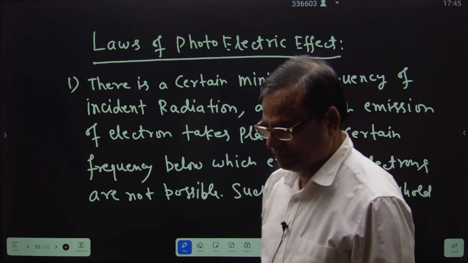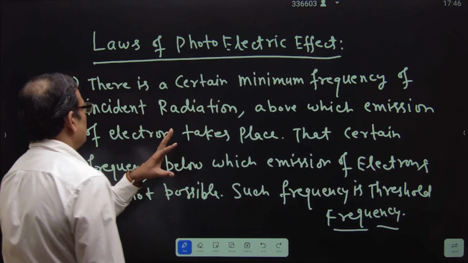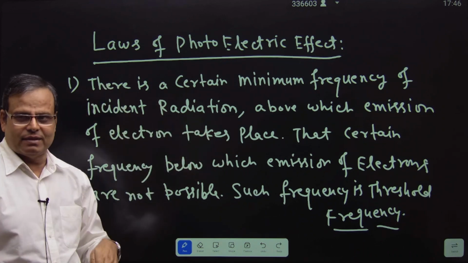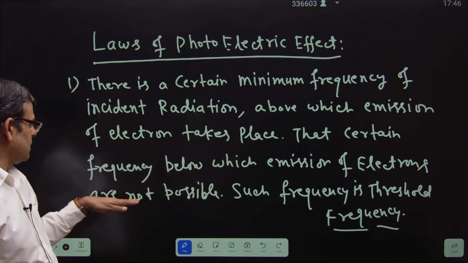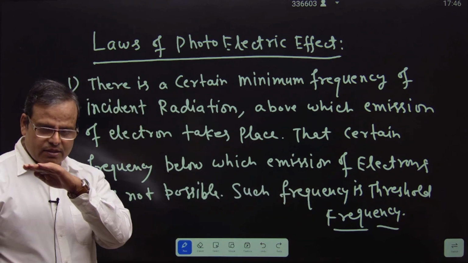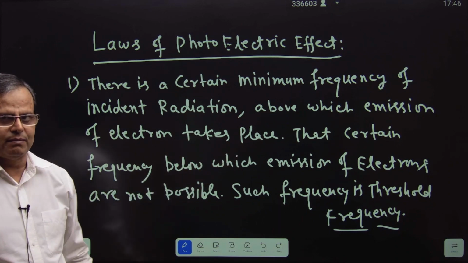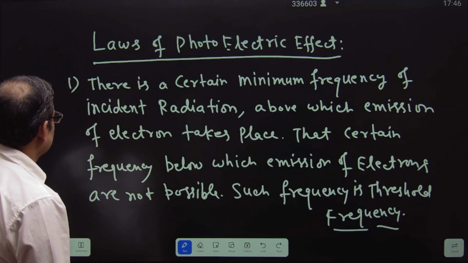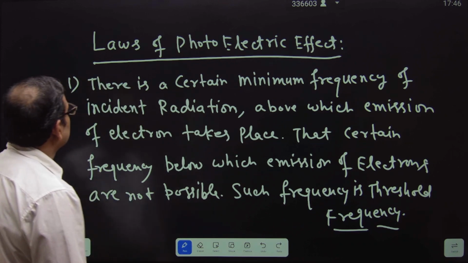I think you got it. There is a certain minimum frequency of incident radiation above which emission of electrons takes place, but below which emission of electrons is not possible. Such frequency is the threshold frequency. Above that certain frequency, emission will take place, and below that, emission will not take place. So this is the first law of the photoelectric effect.